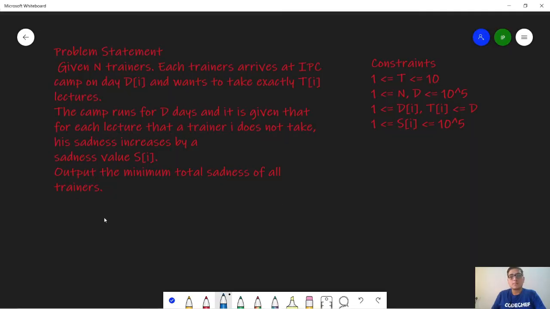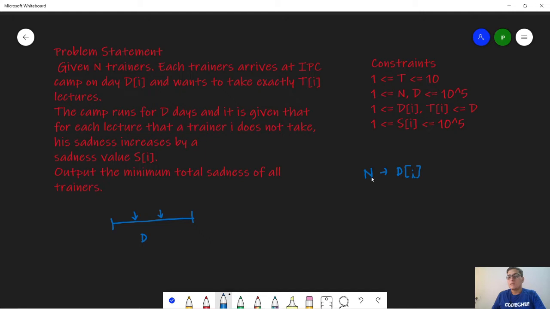In this problem, there is a programming camp happening for D days. Now we are given that there are n trainers and each trainer will arrive on some day during these days to teach in the programming camp. So for each trainer we are given a value d of i, that is the arrival day of the ith trainer. Let's say that some trainer arrives on this day, then another will arrive on some other day, and they will stay from their arrival day till the end of this programming camp.